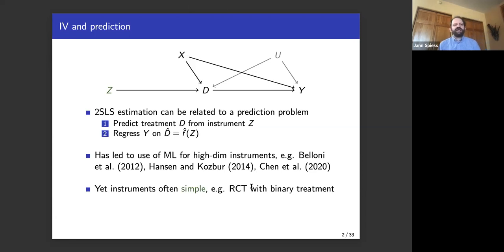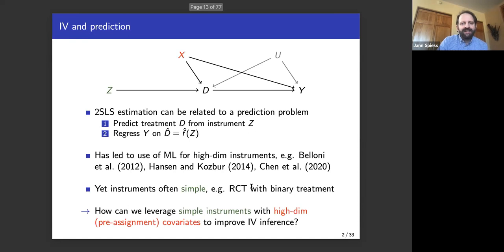However, I may also have some additional covariates X available. And here I'm assuming that those covariates, those baseline features, are not actually correlated with the treatment in any way. So the treatment is randomized independent from them. And the question today is then going to be, how can we leverage those simple instruments with potentially high-dimensional pre-assignment covariates to improve IV inference?